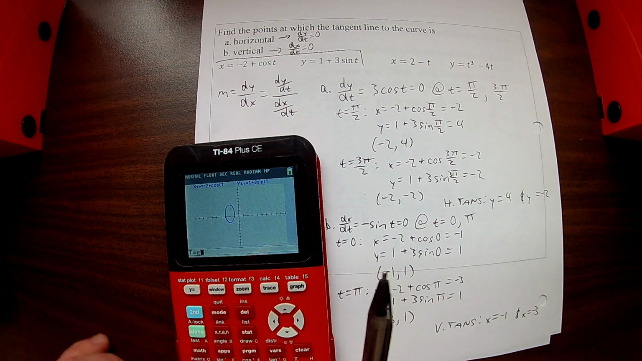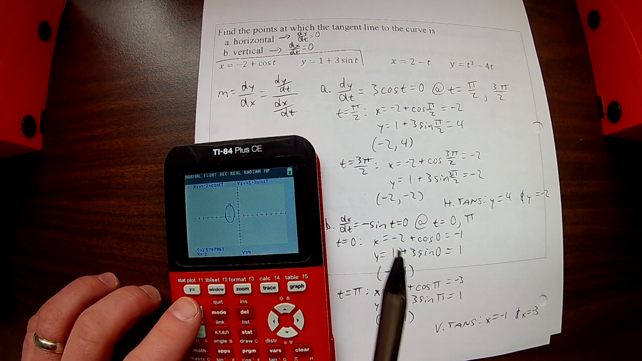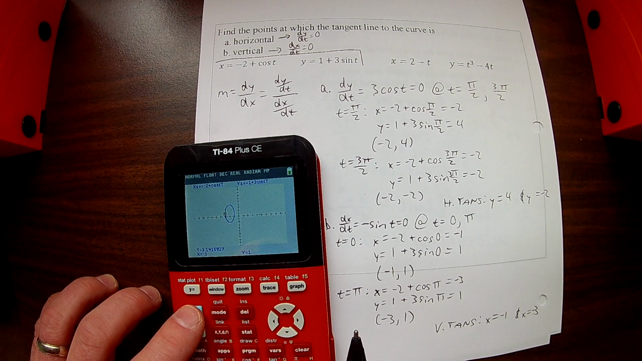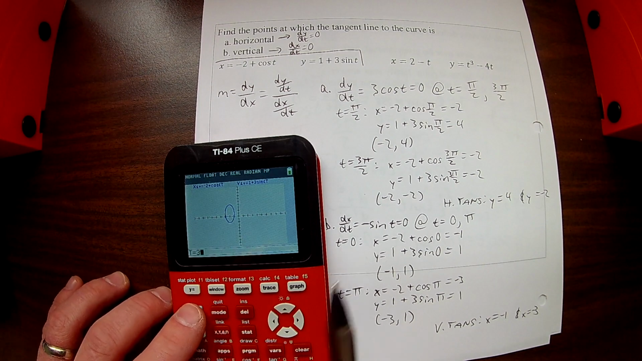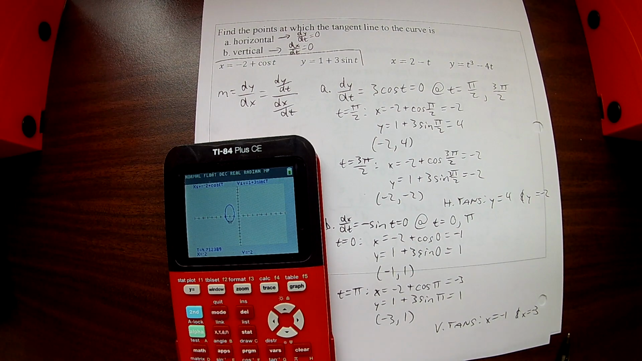T equals pi over 2, there's my horizontal tangent. T equals pi, vertical tangent. And t equals 3 pi over 2, there's where my horizontal tangent is.